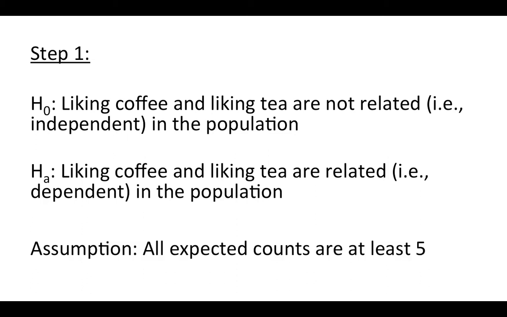In step 1, we also need to check assumptions. The assumption of a chi-square test of independence is that all expected counts are at least 5. We'll use Minitab Express to compute the expected counts for us. Let's go there now to enter the data.